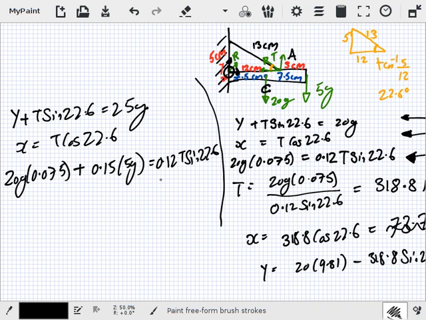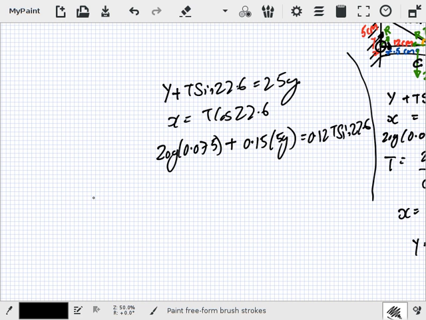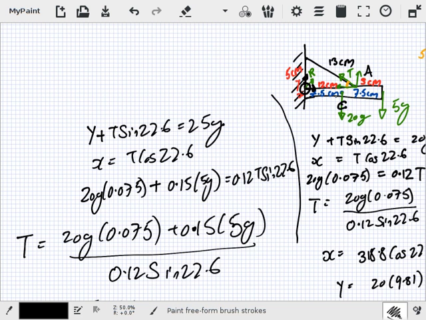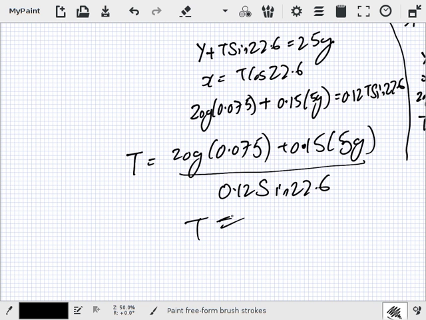So it's practically the same. You'll get now T will be 20g times 0.075 plus 0.15 times 5g all over 0.12 sine 22.6. So this should be a bigger tension now. Why not 25? This is the 20. Yeah, this one you're adding the two turning forces. So I did 20g times 7.5 and 5g times 15. No, the 25 was in the first one when you did y plus the T sine equals 25. So when you're ready, you can tell me the T here.